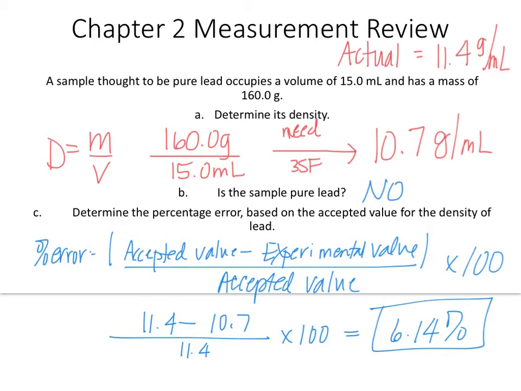You needed 3 significant figures because of this value right here. I only had 3. Is the sample pure lead? Based on this calculation, we would say no, it's not. That would be unless you made a really big calculation error.